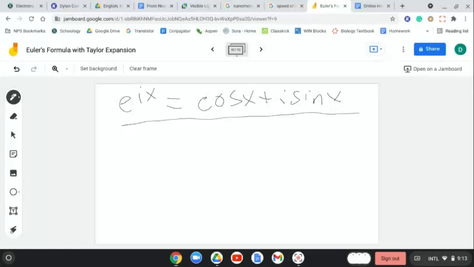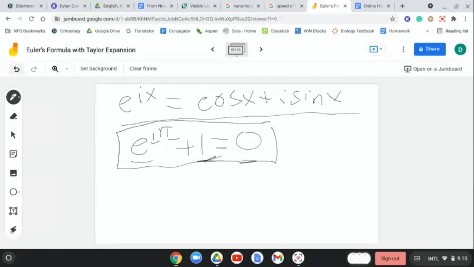The cool thing about this formula is you can use it to prove the inarguably most beautiful equation in math, which is e to the i pi plus 1 equals 0. And it connects all the important mathematical constants, e, i, pi, 1, and 0, all very important numbers, into one elegant equation.